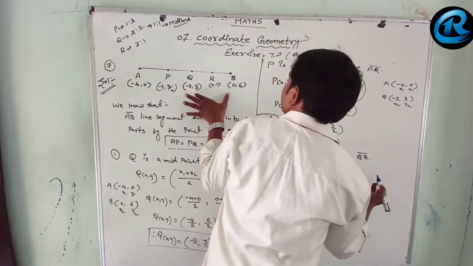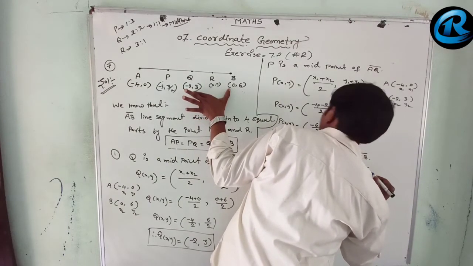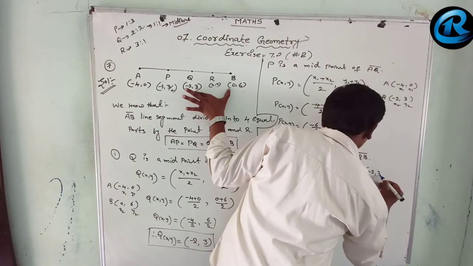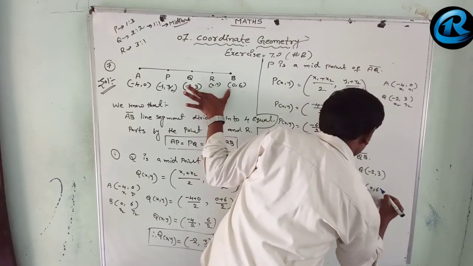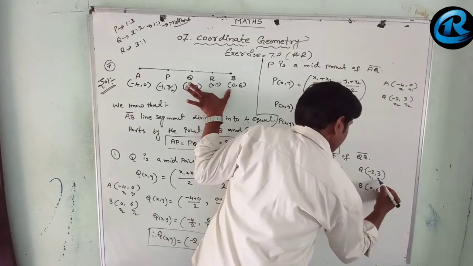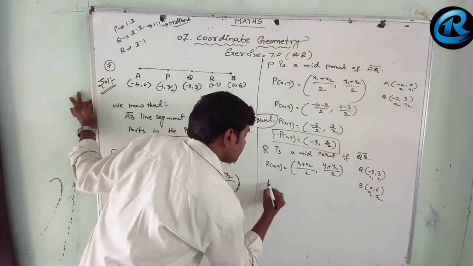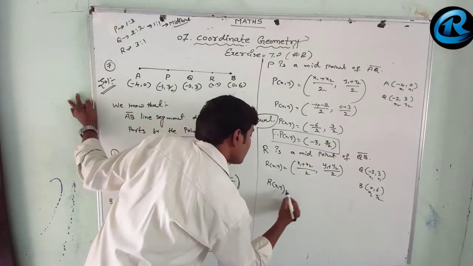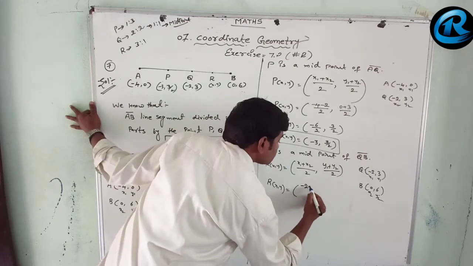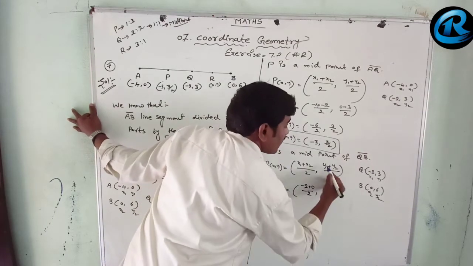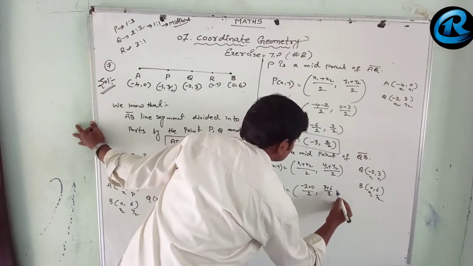So here Q and B points we have to take, where Q point is (-2, 3) and B point is (0, 6). These are x1, y1, x2, y2. Let us substitute the values here. R(x, y) is equal to ((-2 plus 0) by 2, (3 plus 6) by 2).